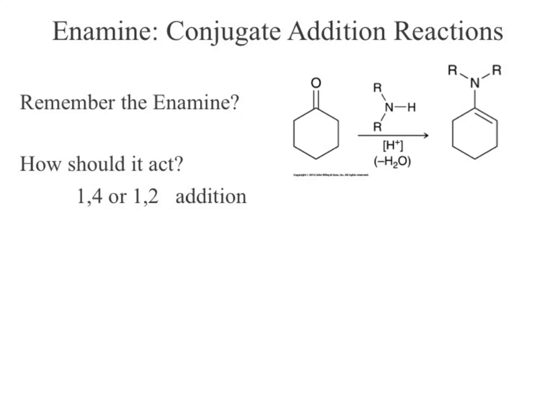Moving forward: enamine conjugate addition reactions. We talked about our enamine briefly before. It was kind of nice because when we first formed it, we didn't actually do anything with it. We just said, oh, we've got it. So there's our enamine. If we think about our enamine now in the context of what we just talked about, what can our enamine do? Those lone pairs can come down and make that carbon nucleophilic.